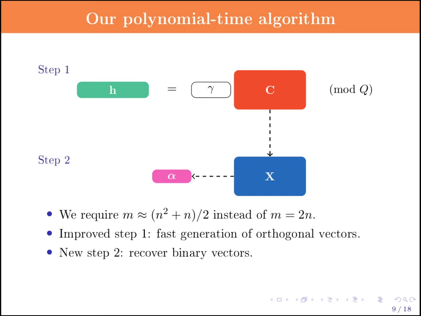So, our algorithm has two steps as the previous one. The first one is actually an improvement of the Nguyen-Stern first step. More specifically, since m is larger, we need to generate more orthogonal vectors. And in the paper, we describe a method to do it with the same asymptotic cost. The second step is an algorithm to recover binary vectors using a multivariate approach. So in our second step, we don't use lattice reduction, but we use a multivariate approach to find the xi's. In the next slides, I will describe the idea of our second step, and I invite you to read the full version of the paper for all the details of the algorithm.